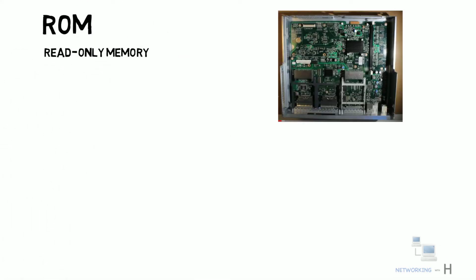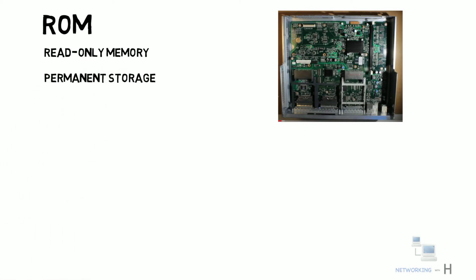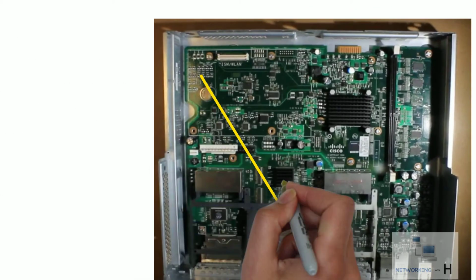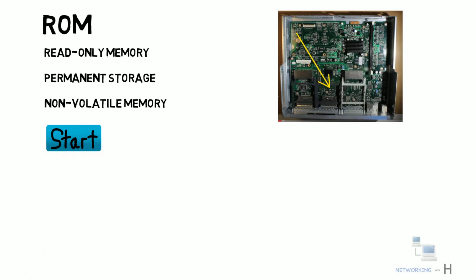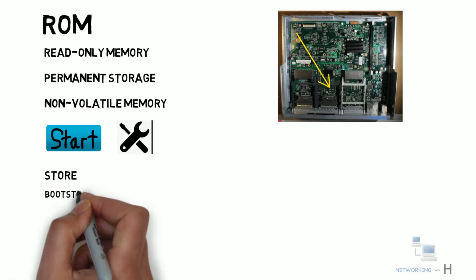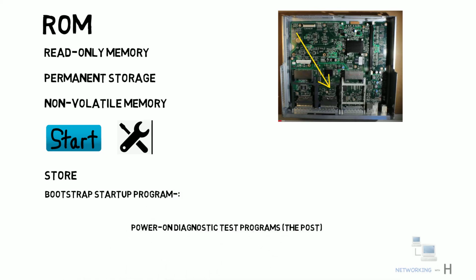The next component is ROM, which stands for read-only memory. ROM is a form of permanent storage. It is non-volatile. It does not lose its content when the router loses power or is restarted. On the Cisco 1941 router, it is located near the flash memory as shown in the picture, a small chip. ROM is used to start and maintain the router. Cisco routers use ROM to store the bootstrap startup program, power-on diagnostic test program, or mini IOS or limited IOS.